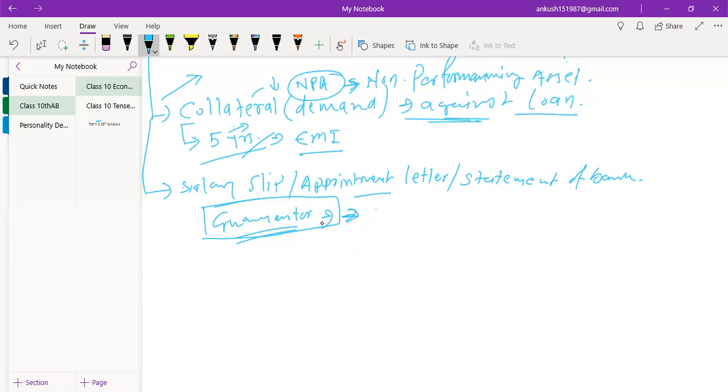Okay, this is part of the documents required by the bank at the time of the loan. Have you got the point? Yes, sir. Okay.